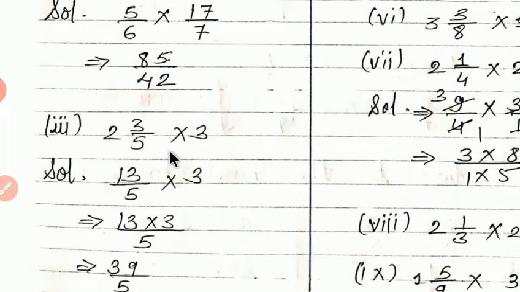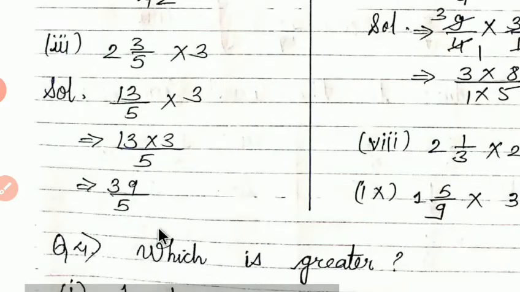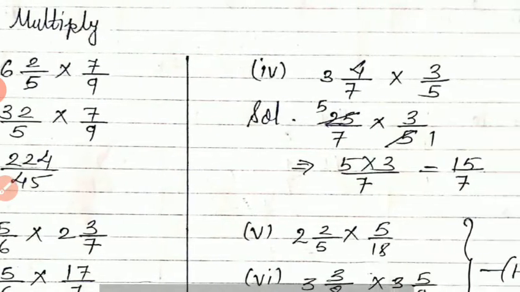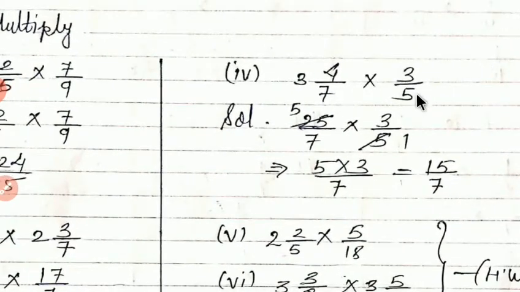Then 2 3/5 into 3. So 5 twos are 10, 10 plus 3, 13/5. Here, for 3, no denominator is given, it means 1 is in the denominator. So 13 threes are 39 and 5 ones are 5. Then the fourth one, 3 4/7 into 3/5. So 7 threes are 21, 21 plus 4, 25/7 into 3/5.